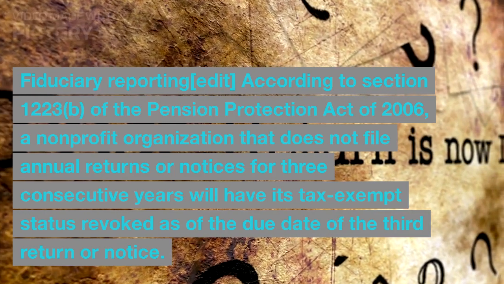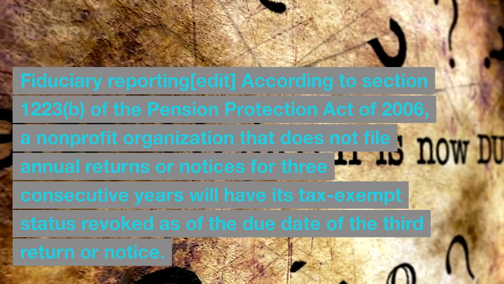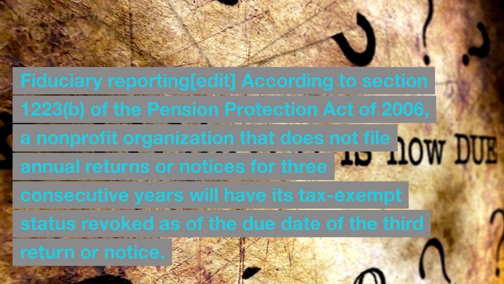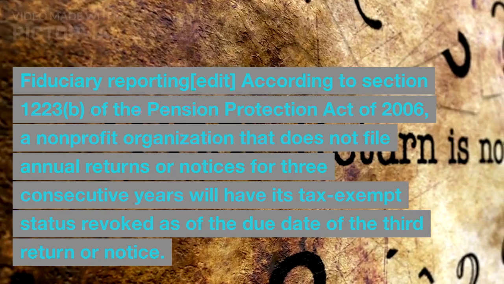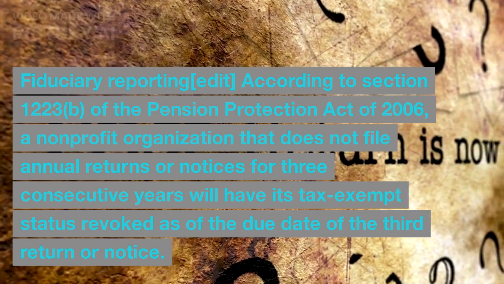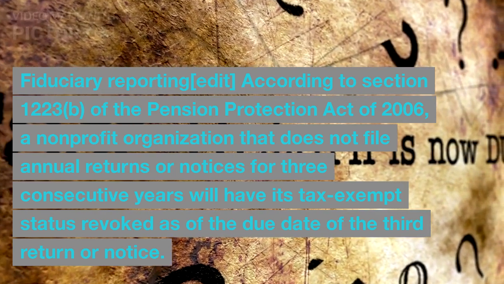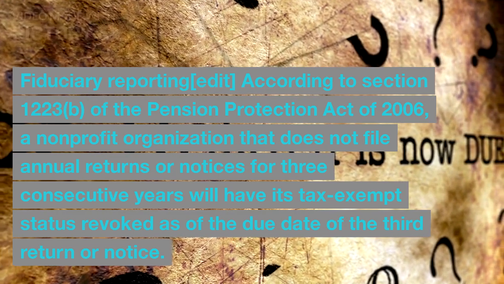According to Section 1223(b) of the Pension Protection Act of 2006, a nonprofit organization that does not file annual returns or notices for 3 consecutive years will have its tax-exempt status revoked as of the due date of the third return or notice.